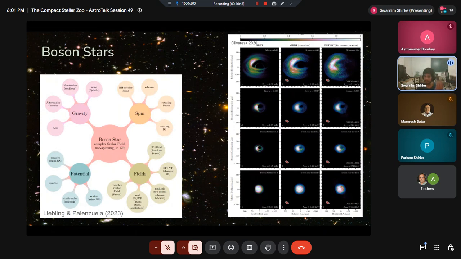And you can compare how these boson star images would compare with a black hole. For example, here on the right, the upper row is basically an image of a black hole with an accretion region. The second row is the same thing but with a rotating black hole. And the third and the fourth rows are basically the same thing with matter around it.